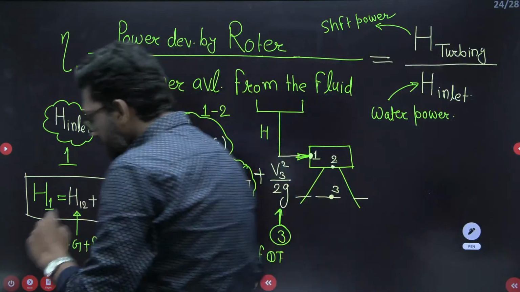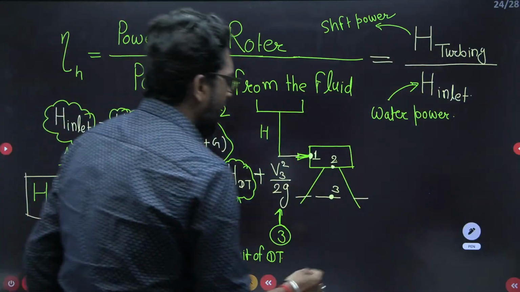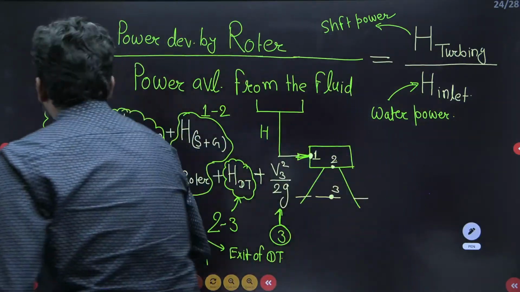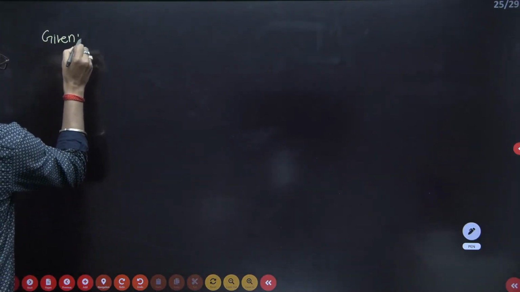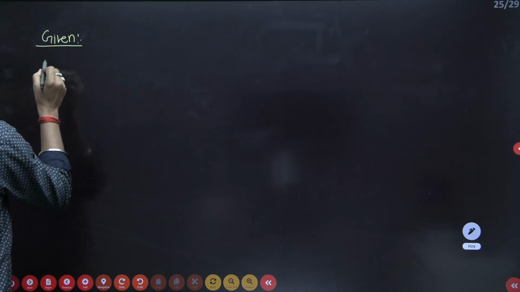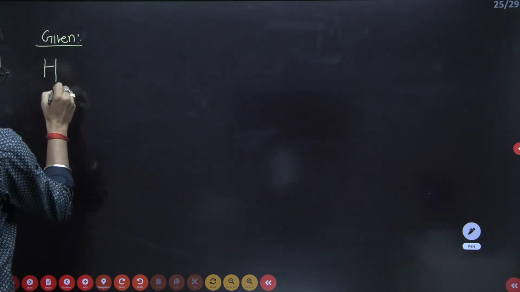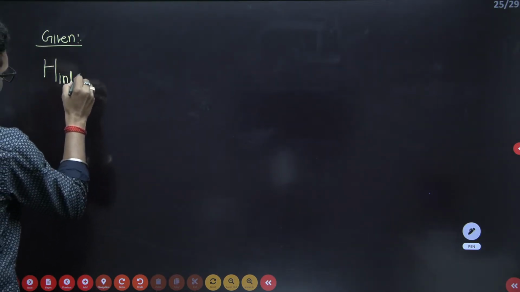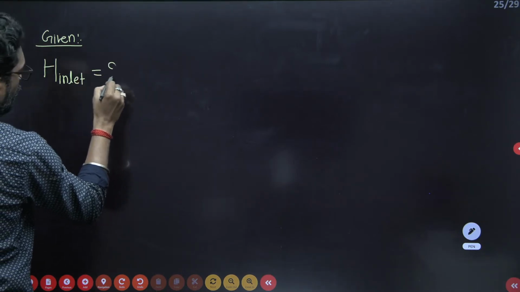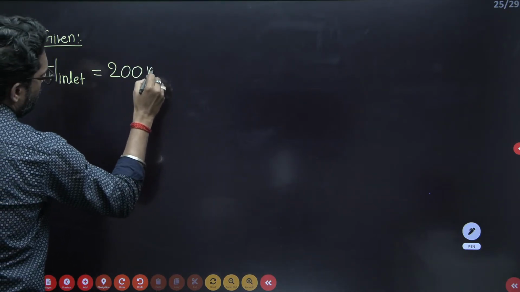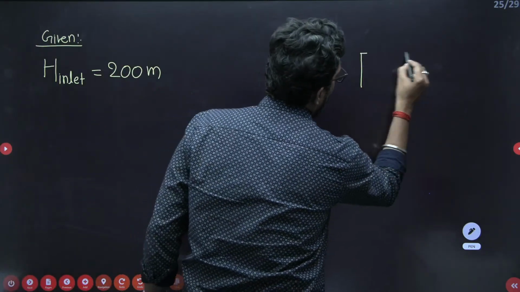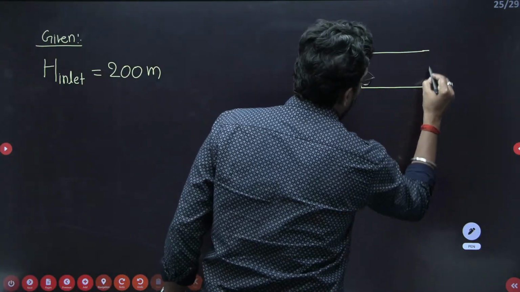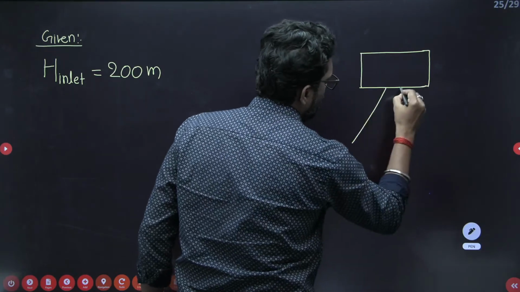Now, what is given here? What is given? H inlet. Inlet head, available head, it is given as 200 meter. That means this is your turbine. This is your draft tube.